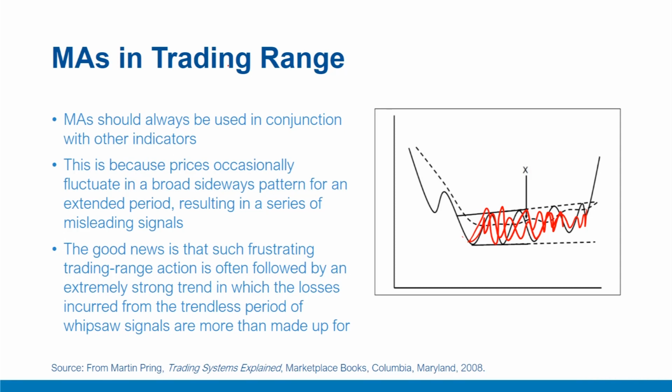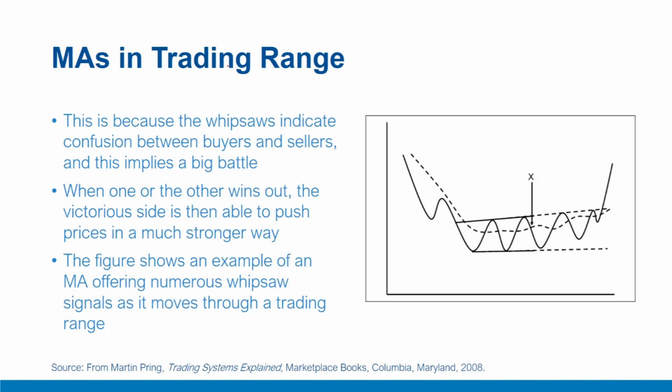The good news is that such frustrating trading range action is often followed by a sharp, strong trend in which the losses incurred from the trendless period of whipsaw signals are more than made up for, like this, or maybe in the opposite direction also. Such sharp price action is expected because whipsaw signals indicate some confusion between buyers and sellers, and this implies a big battle between them. When one or the other party wins out, the victorious side is able to push the prices in a much stronger way.